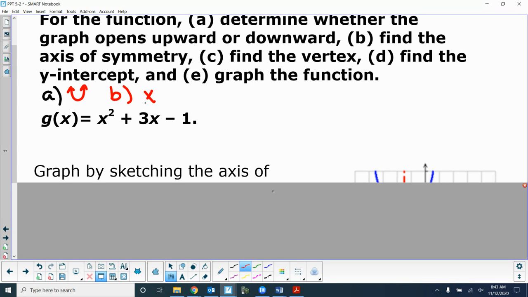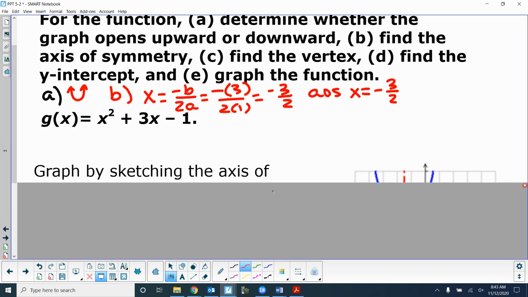B, x equals negative b over 2a, right? Which is negative 3 over 2 times 1, which is negative 3/2, right? So the AOS is this equation. It's a vertical line through negative 3/2, right? Yeah. Questions? We good on that? Okay.